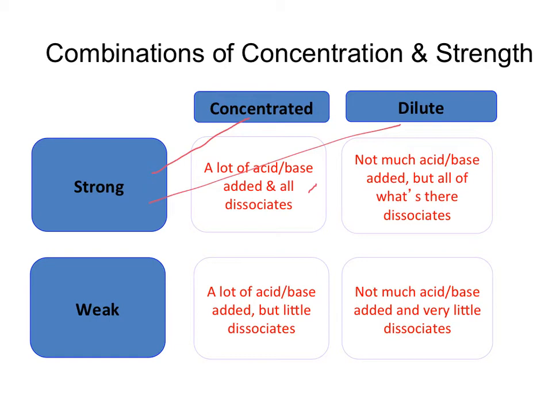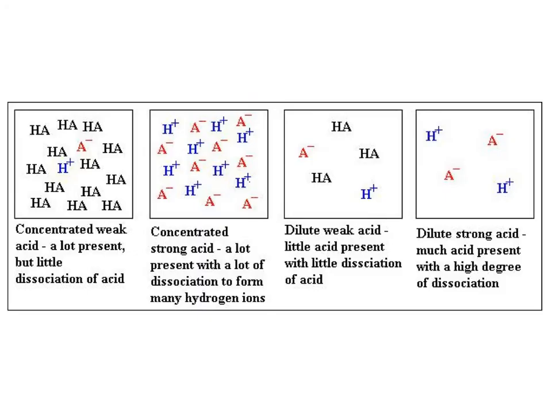We can have weak and concentrated, and that would give us a scenario where we're going to put a lot of acid or base into water, but only a little bit will dissociate. This is that 1 to 5% dissociation. And the last scenario would be weak and dilute. We're not adding very much acid or base, and that little that we do add, very little, will break apart into ions. So here's a visual of those 4 scenarios.